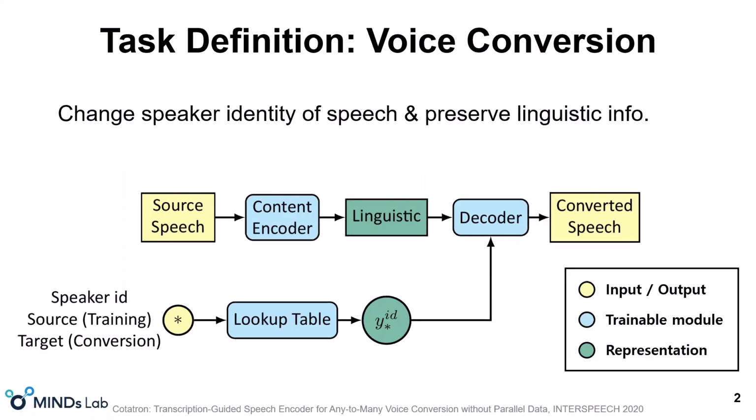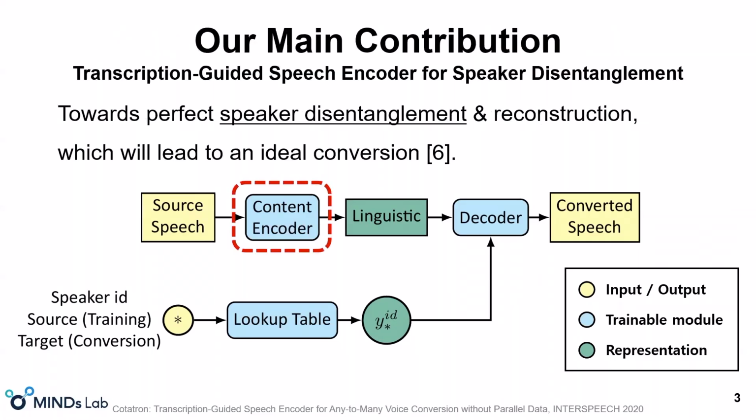Thus, the typical voice conversion architecture looks like the figure shown here. The content encoder is designed to remove the speaker identity from speech to obtain the speaker-independent linguistic features. Then, the linguistic features are combined with the target speaker's information to synthesize the converted speech.